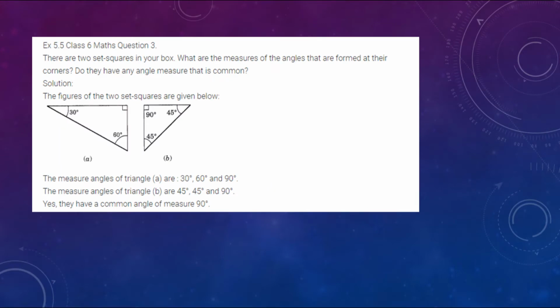Then moving to question number 3, there are two set squares in your box. What is the measure of the angles formed in their corners? The measures of the angles are 30 degrees, 60 degrees and 90 degrees. As you can see, the figure has been drawn for both the set squares, and the measures of the other triangle are 45, 45 and 90 degrees. They have a common angle of measure 90 degrees.